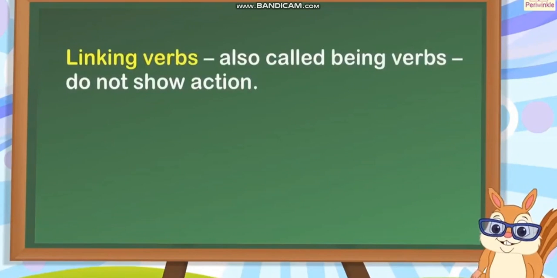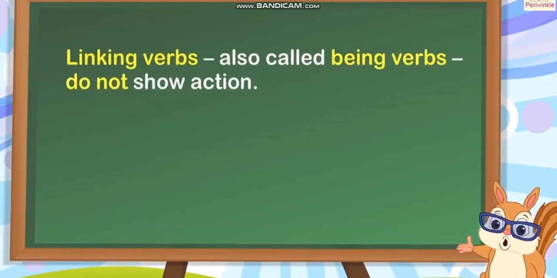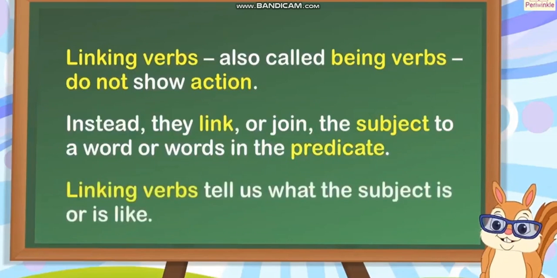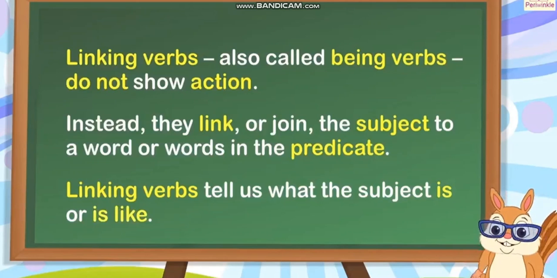Linking verbs, also called being verbs, do not show action. Instead, they link or join the subject to a word or words in the predicate. Linking verbs tell us what the subject is or is like.